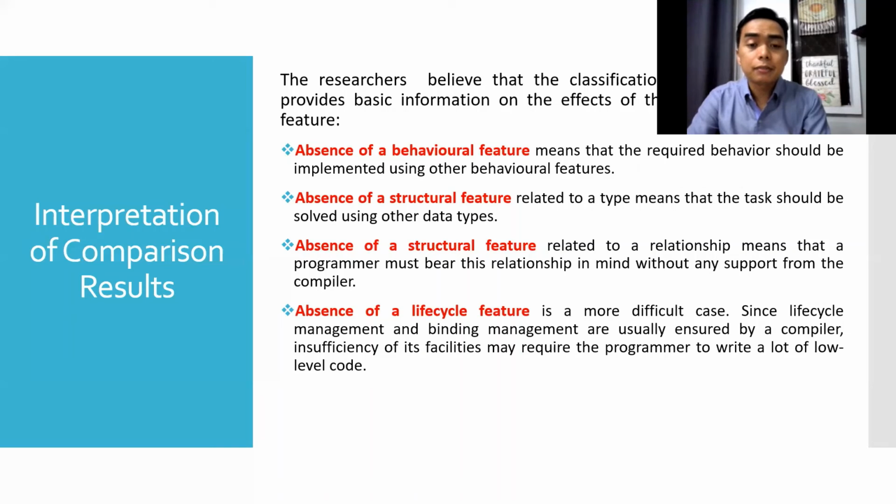Lastly, the absence of a life cycle feature is a more difficult case since life cycle management and binding management are usually ensured by a compiler. So insufficiency of its facilities may require the programmer to write a lot of low-level code. Inability to change a binding may require creating an object completely. At the same time, inability to prohibit changing a binding lessens the safety of the program.